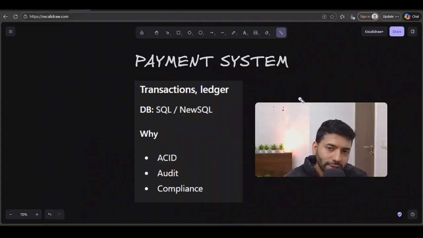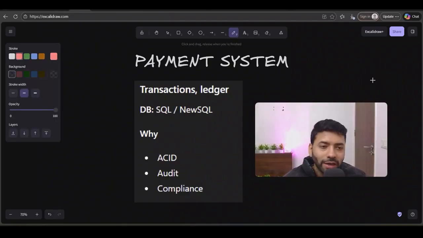Okay, after this let's discuss which database will be used for payment system. I think you already know this because we have talked about it multiple times. For financial transactions, for banking apps, we always prefer SQL because it provides strong ACID support and then strong consistency, correct? And apart from that we also require audit and compliance when we talk about payment system, and that can be provided using SQL database.